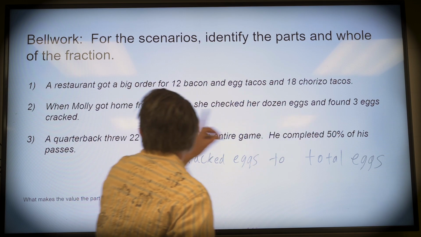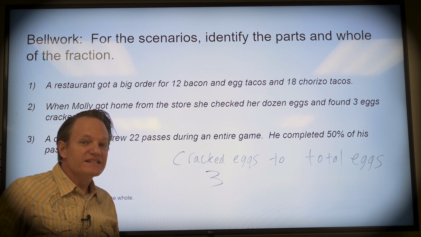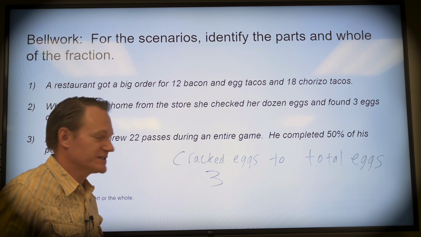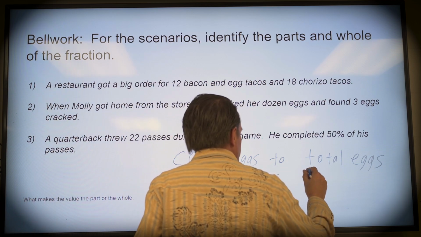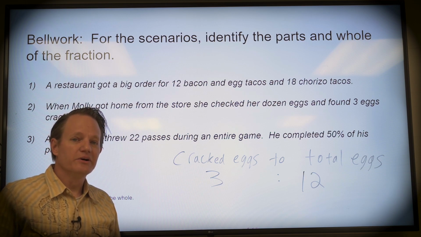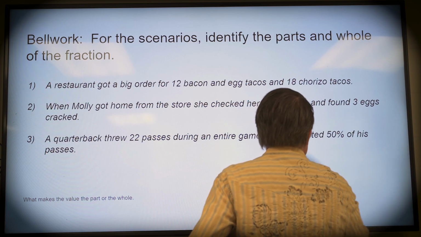Cracked eggs to total eggs. We had 3 eggs that were cracked. A cracked egg is still an egg. How many total? There were a dozen eggs, so that's going to be 12. Cracked eggs to total eggs is going to be 3 to 12, just like that. All right, what else do we got here?